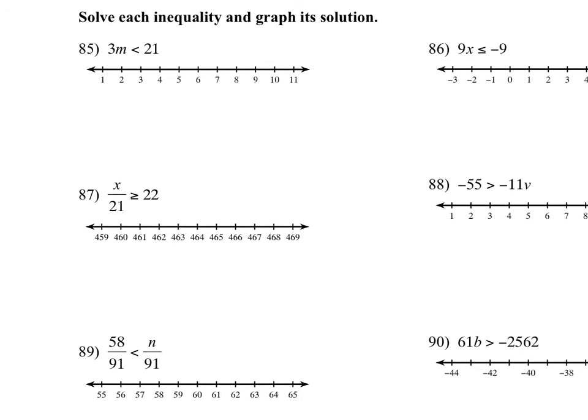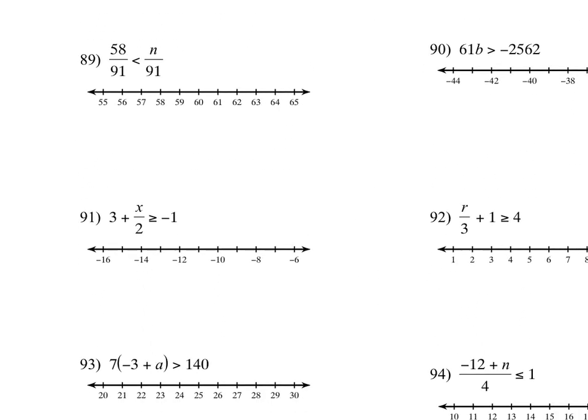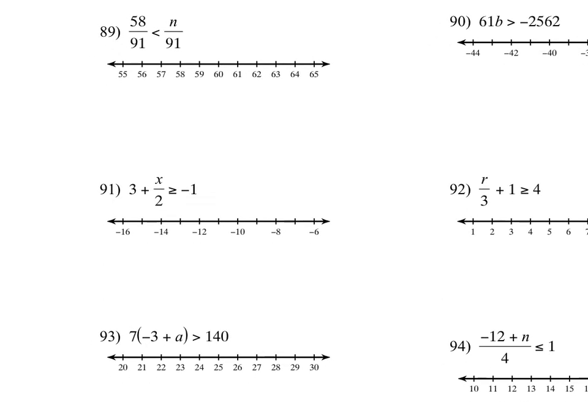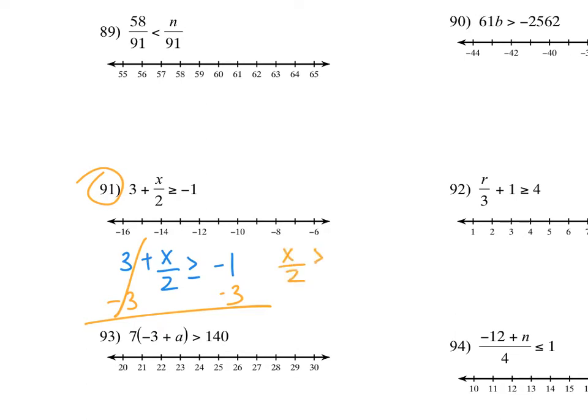Okay, let's try a few more, a little bit more complicated. I'm going to go all the way down to maybe a more complicated one, like 91. So 91, this is a multiple step problem. So I'm going to subtract 3 from both sides. So let me just rewrite this. Less than or equal to -1. So I'm going to subtract 3 from both sides. And so I get x over 2 is greater than or equal to -4, because the signs are the same. Therefore, I add. In order to get rid of that 2, I'm going to multiply by 2, multiply by 2. So x is greater than or equal to -8.